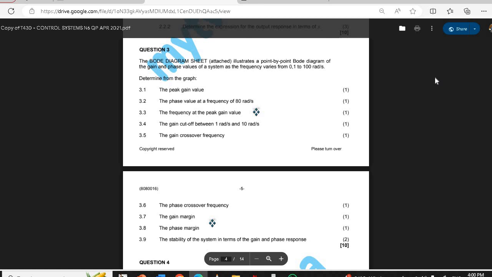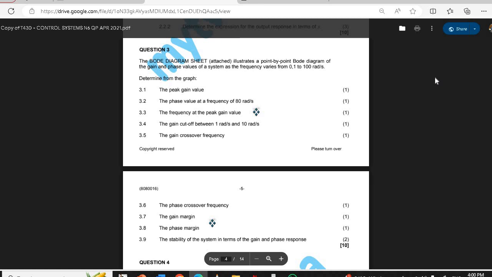The phase value at frequency of 80, that's also easy. You just go to frequency of 80, look for the phase value at that. Then the frequency at the peak gain, so for that point where you have the peak gain, you just check the corresponding frequency. Then the gain cut off between 1 and 10.